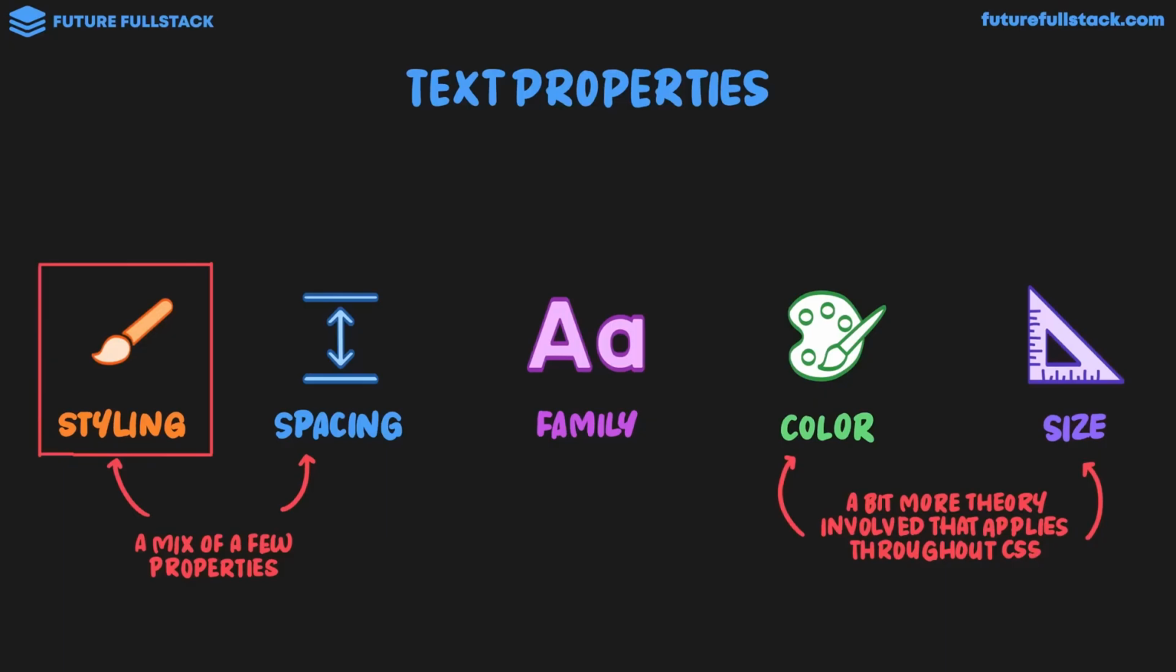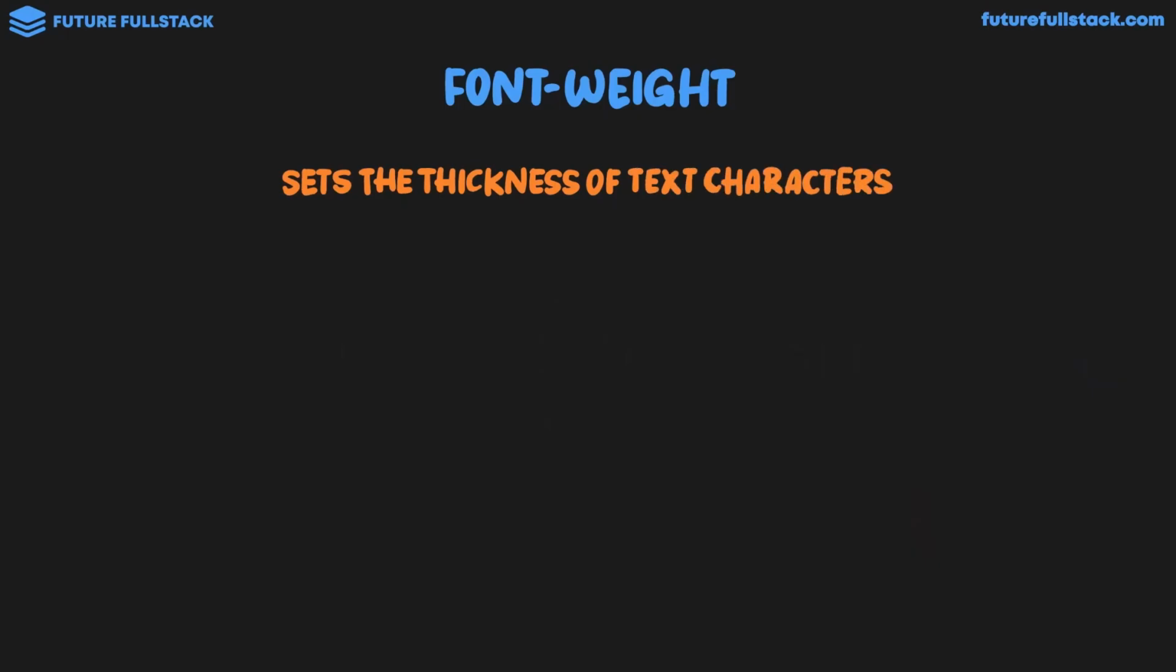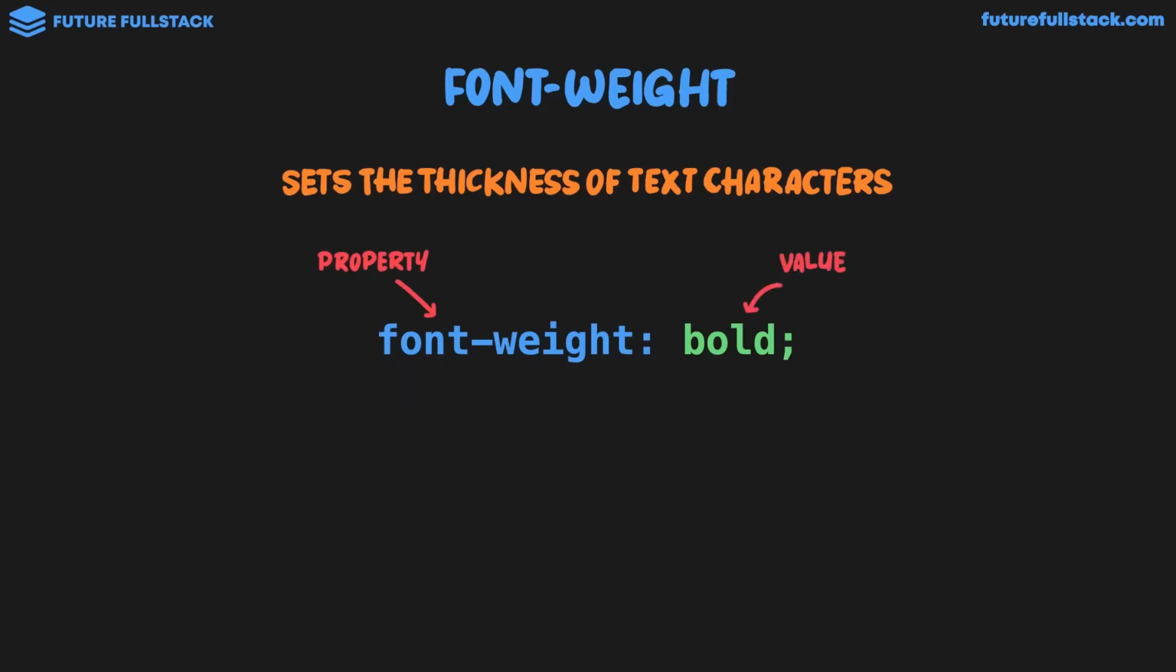The first styling property we're going to look at is font weight. It sets the thickness of text characters. Over here, font-weight is the property, and bold is the value. For all the CSS properties I'm going to introduce, below it I'm going to show the values we can use with some notes. For font weight, although we can use name values like bold or normal, it's more common to use numerical values, which range from 100 to 900 in increments of hundreds.